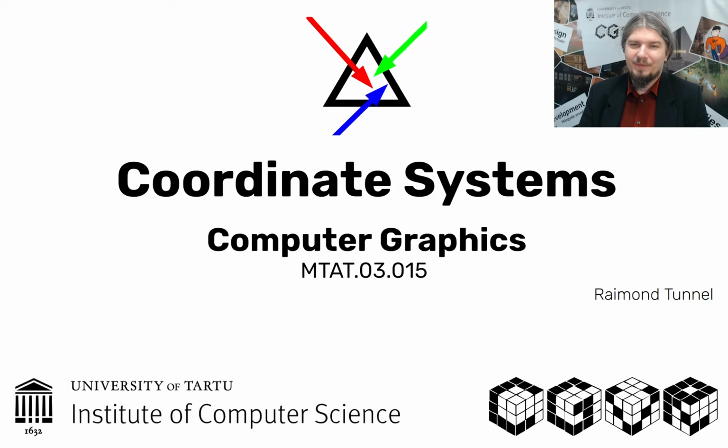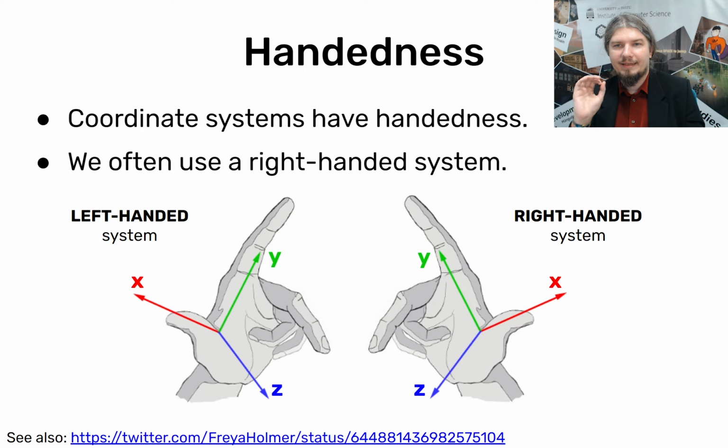Coordinate systems. When it comes to coordinate systems, there is this thing called handedness. Coordinate systems have a handedness. It can be a right-handed system or a left-handed system. And in the case of a right-handed system, why is it called handedness, and why right-handedness?